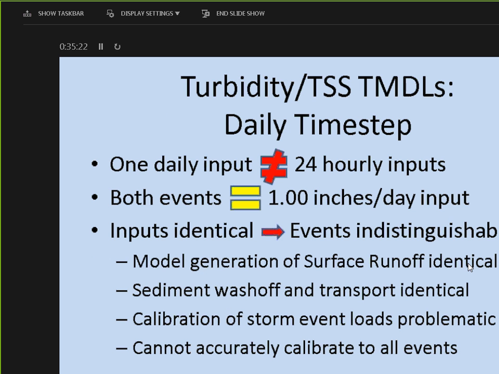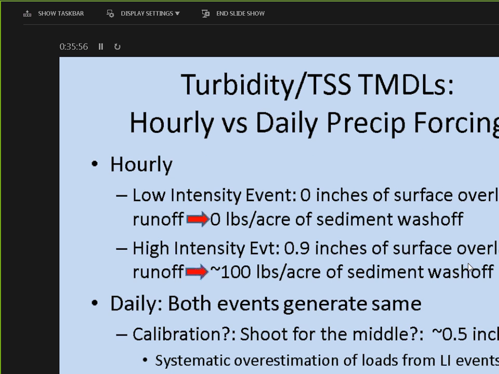So if I was running on a daily time step, I don't have 24 hourly inputs. I've got one daily input, right? It's 1 inch per day. Both of those cases are 1 inch per day. My file input structure can't distinguish between those two events. So the inputs are identical, the outputs are the same. So I can't capture the rainfall intensity running on a daily time step. And since we care about daily loads, it's great to have the temporal resolution of an hourly time step.